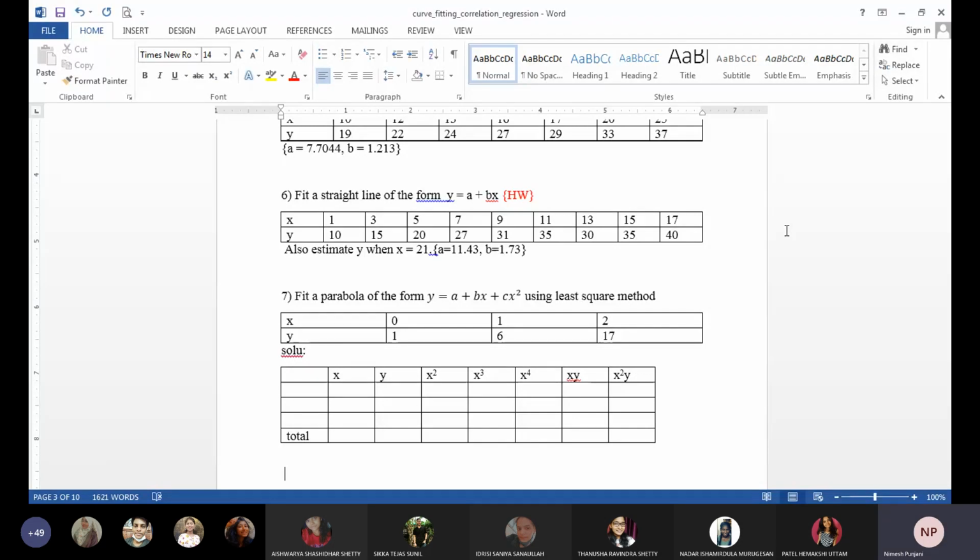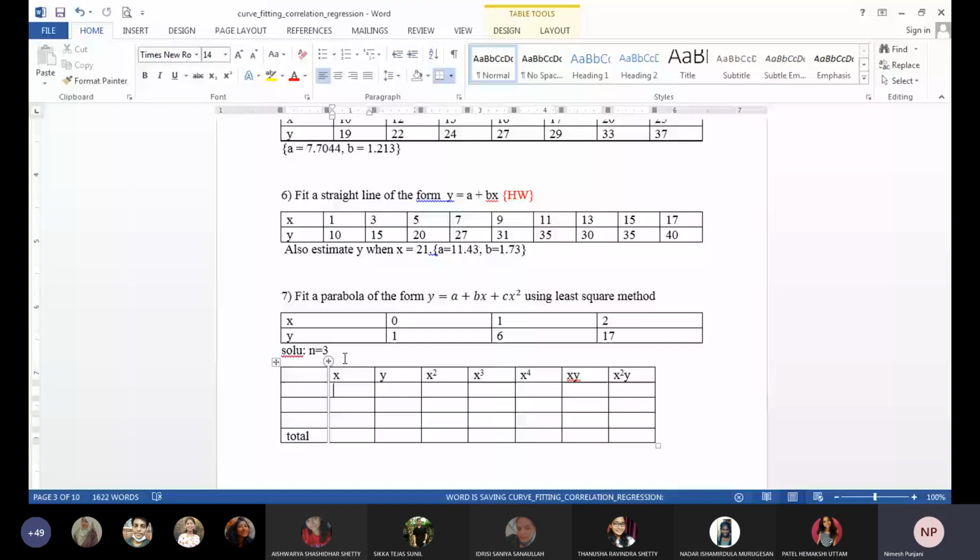Okay, so here we have to fit a parabola of the form y equals a plus bx plus cx square using the method of least squares. So what is my n here? n is 3. Okay, n is 3.